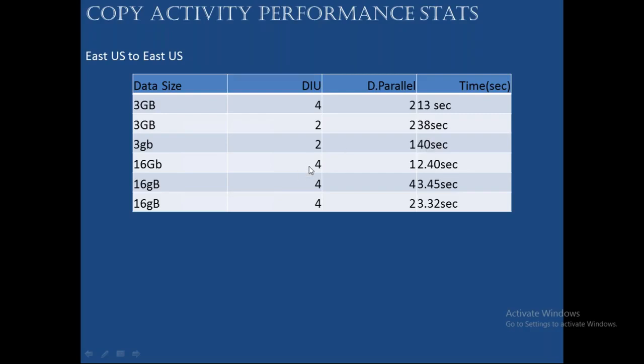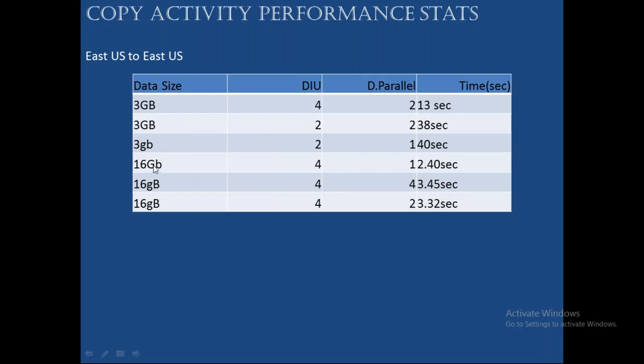Now DIUs I have increased again to 4, but degree of parallelism I'm using just 1. So now you see how much time it is taking. It is taking 2 minutes 40 seconds because the degree of parallelism is too low. Okay, right. Now you see 16 GB, 4 DIUs I am using, 4 degree of parallelism I am taking. So this much time it is taking, 3.45 seconds.